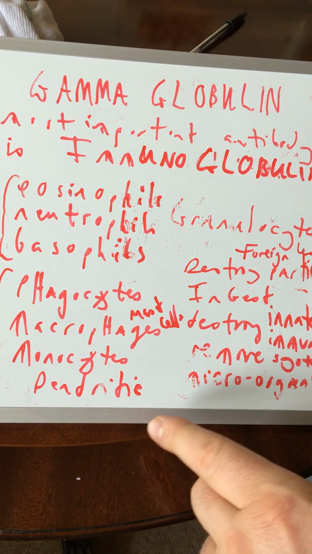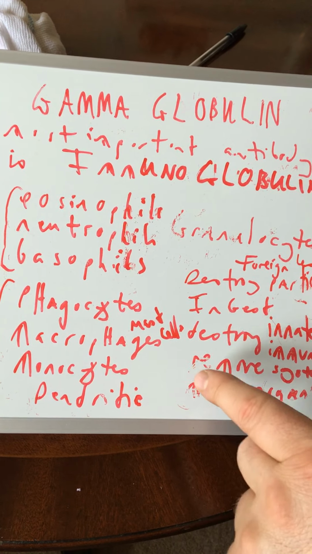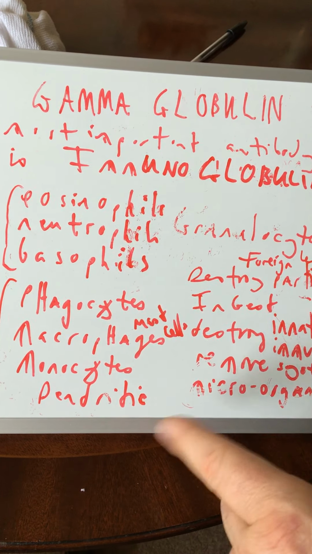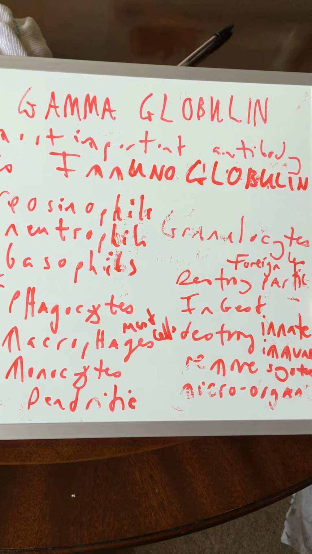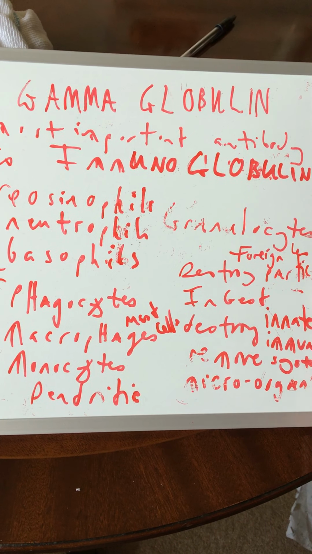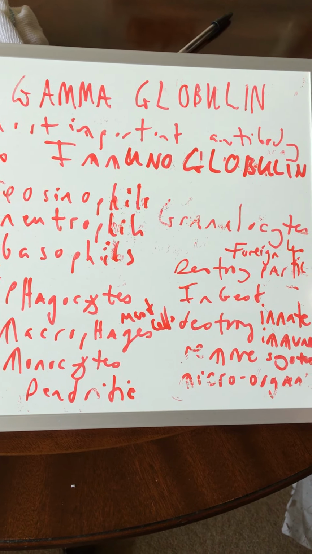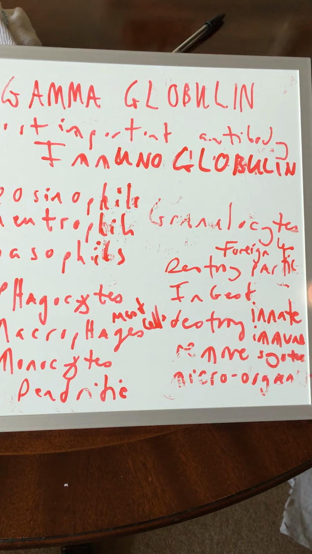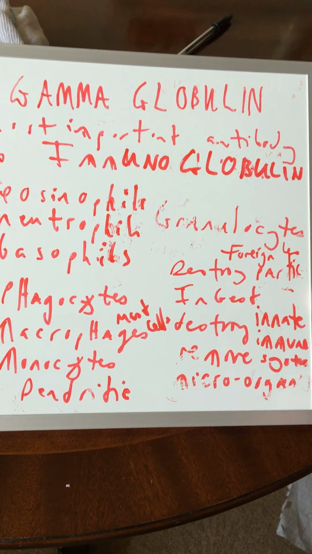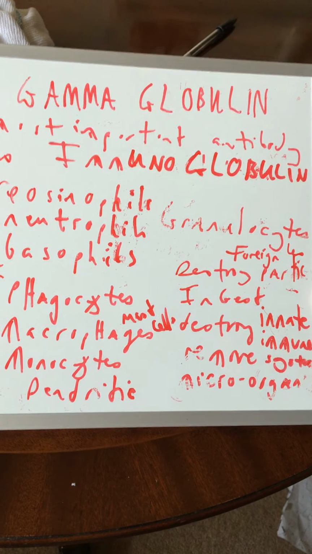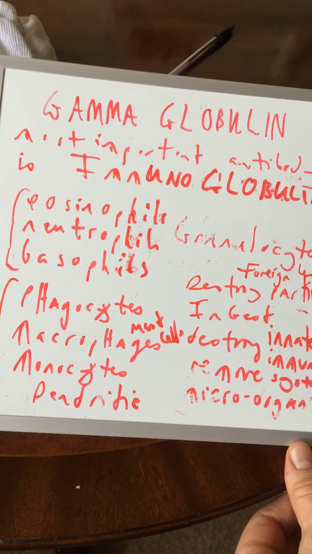And I've got dendritic cells here and mast cells. So I've mentioned that four of those are phagocytes. And they destroy particles, ingest them, and they're known as the innate immune system, and they remove harmful microorganisms and destroy them.